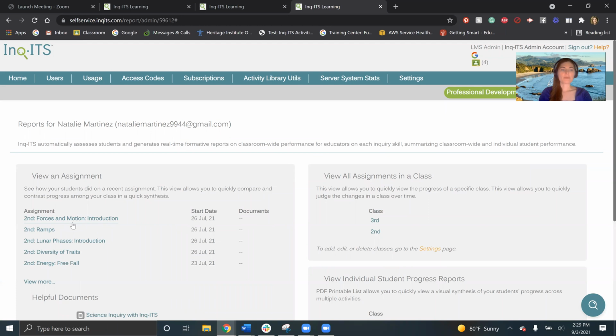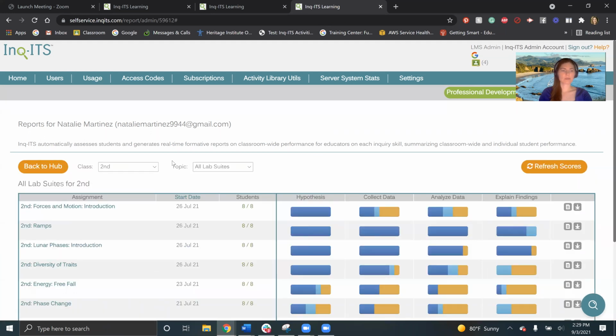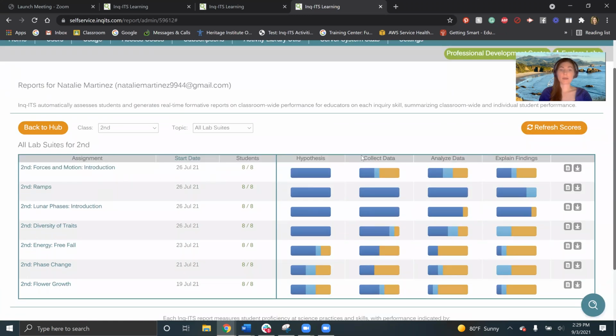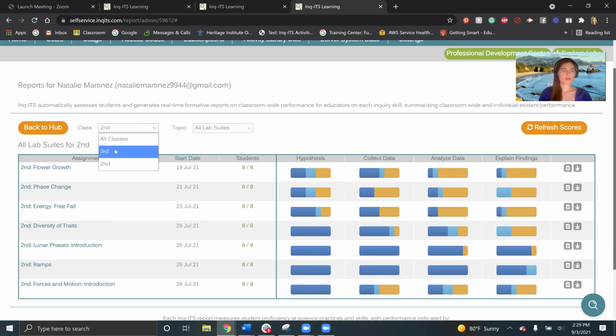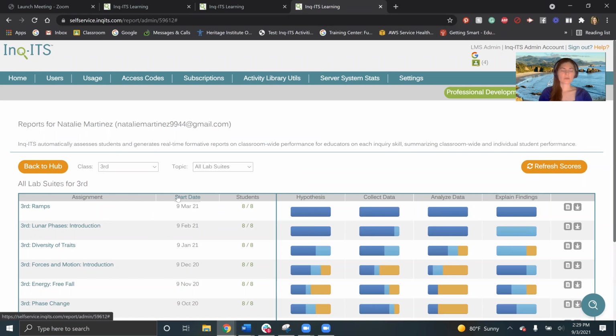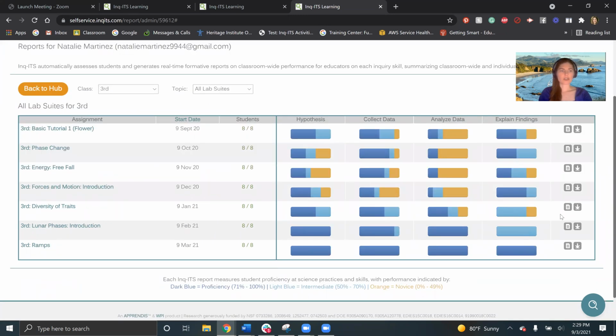So the most recently completed lab will be on the top. And then let's go ahead and view by class. So let's look at my second period class. I can see my most recent lab on top. If I want to switch those, this is the beginning of the year, and then this is as the year progresses, let me switch to my third period class. So this would be the beginning of the year, and this would be as the year progressed.